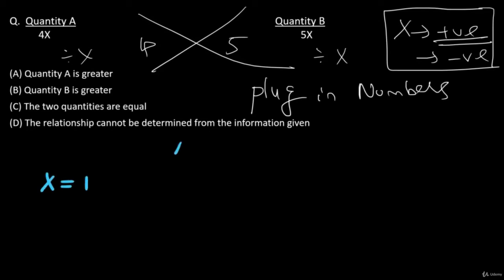If x is equal to 1, quantity A will be 4 into 1, that is 4, and quantity B will be 5 into 1, which is 5. So in this case, B is greater than A. All right. Now, what if x is minus 1?